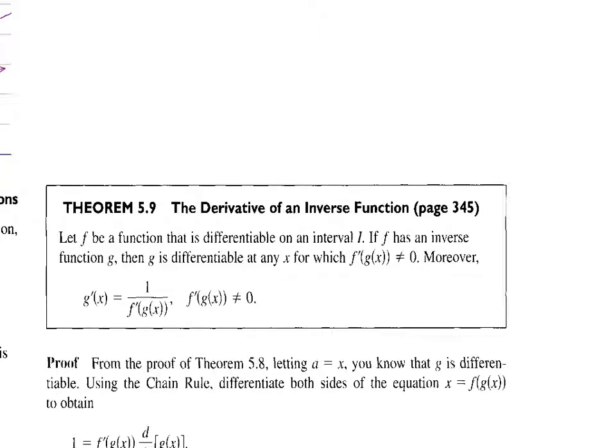Let f be a function that is differentiable on an interval I. If f has an inverse function g, then number one, g is differentiable at any x where f prime of g of x does not equal 0. And g prime of x will equal 1 over f prime of g of x. Again, so long as f prime of g of x does not equal 0. Okay? Because obviously we can't do 1 over 0.